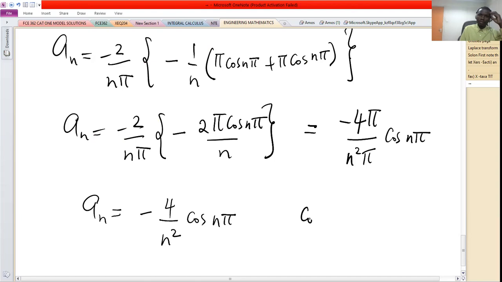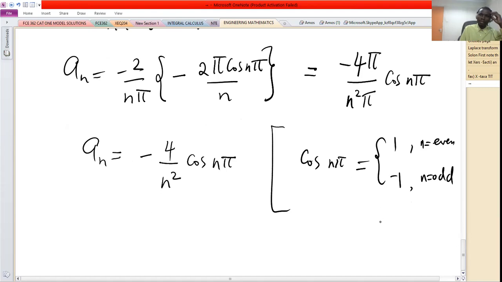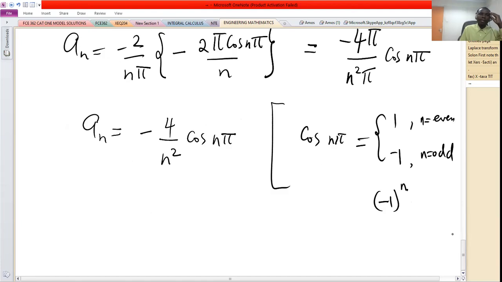But we know that cosine of n pi has two values, 1 when n is even, and -1 when n is odd. So this can just be written as -1 raised to the power n. So therefore, an is -4 over n squared times -1 to the power n.